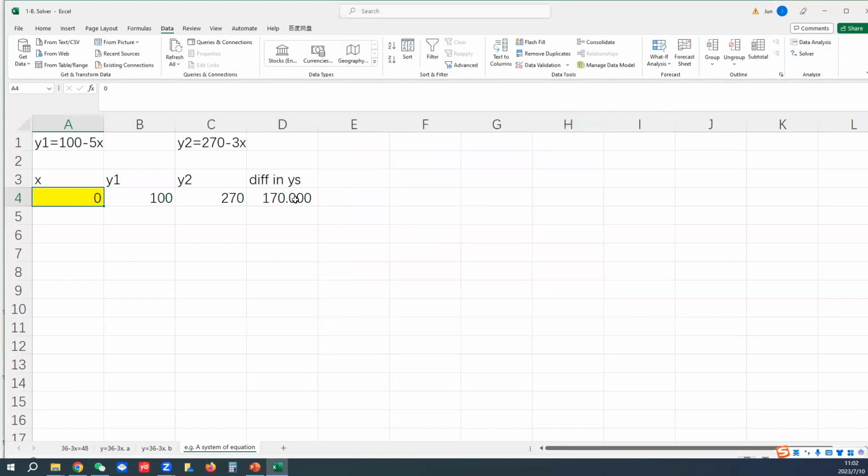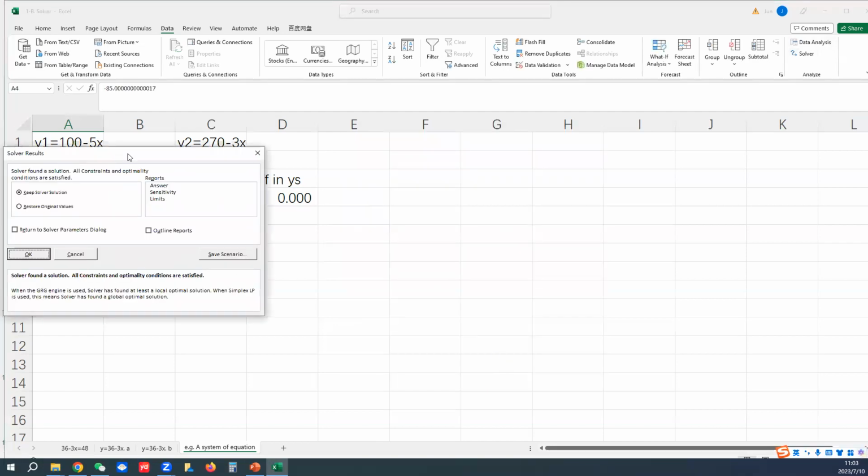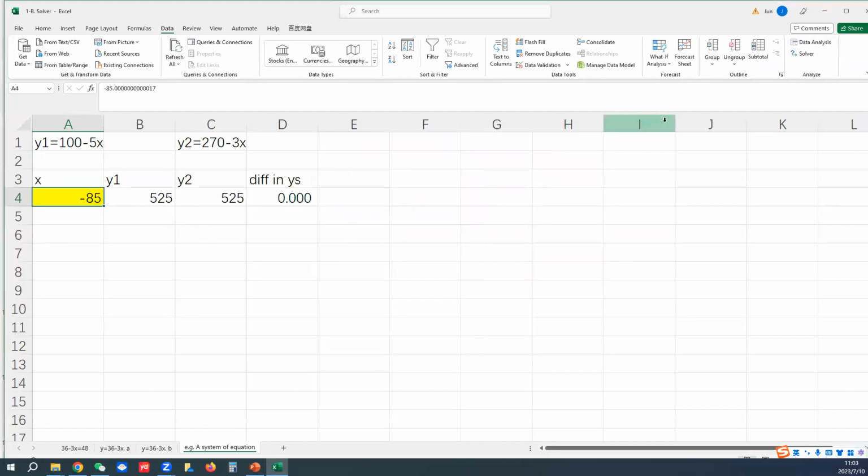So as you are doing Solver, always look at the result. You want to eliminate the difference in y, but now the difference is 170. That means previously you checked that restriction actually limits, prevents, constrains you from getting the right answer. Right? So now as we uncheck it, we have this result.